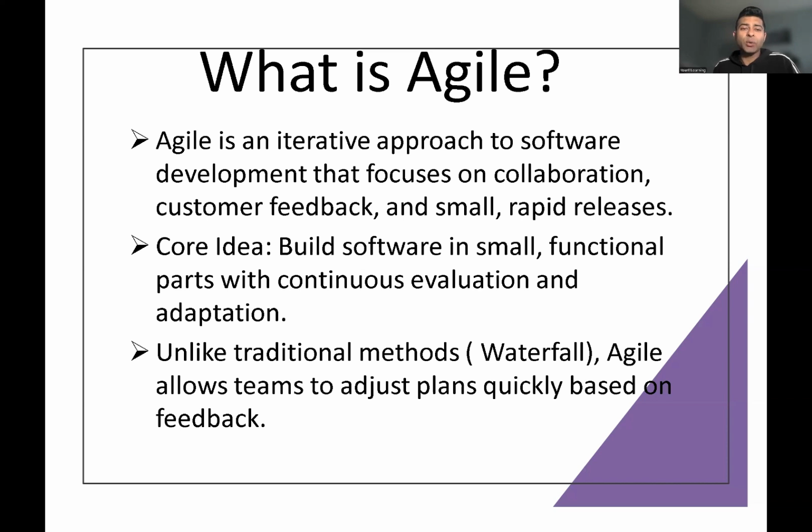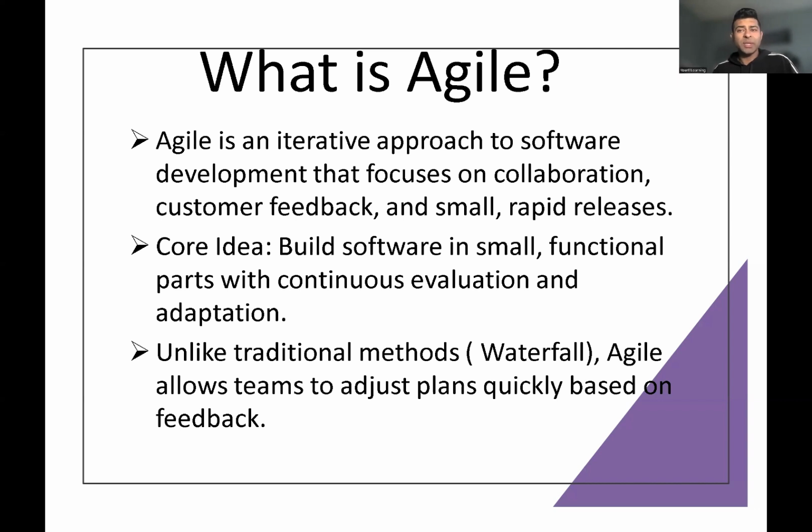So what is the core idea over here? The core idea is to build software in small, functional parts with continuous evaluation and adaptation. In Agile, we have a sprint of 2 weeks to 4 weeks, normally 2 weeks. So every 2 weeks, we are working on an incremental product, and we can give a demo to the stakeholder or subject matter expert, and we can take their feedback. If they are happy, then we keep producing incremental product. At any stage, if they are not happy, we can take their feedback, and in the next sprint, we can do the improvements.